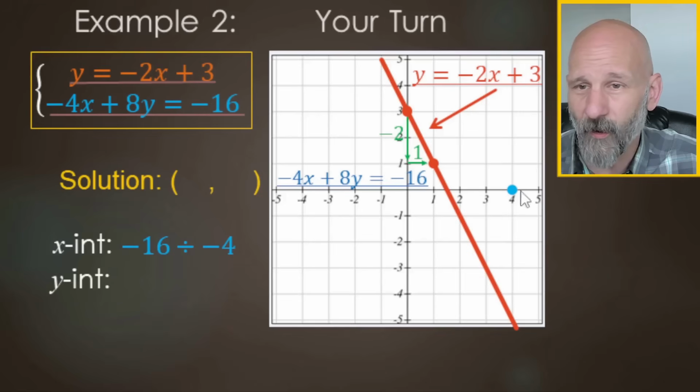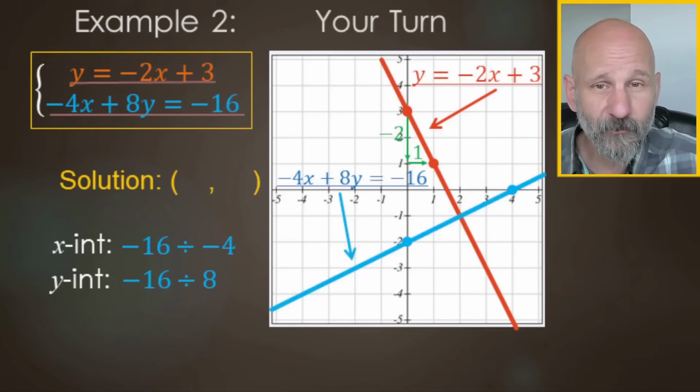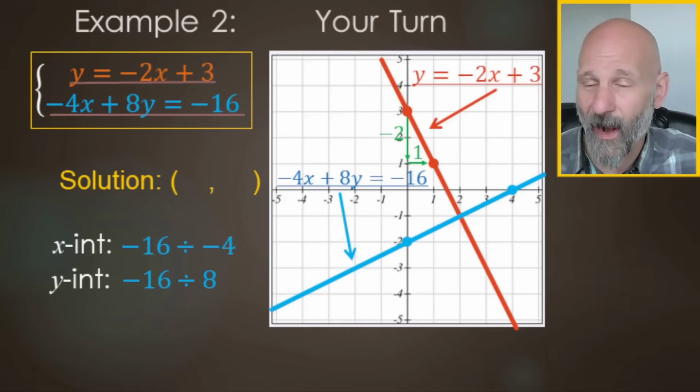So we're going to put a dot right there for the 4, the x-intercept. For the y-intercept, we're going to divide by 8. So we're doing negative 16 divided by 8, which makes a negative 2. So boom, we put a dot right there. Draw the line through the 2 dots. There's our second line graphed.